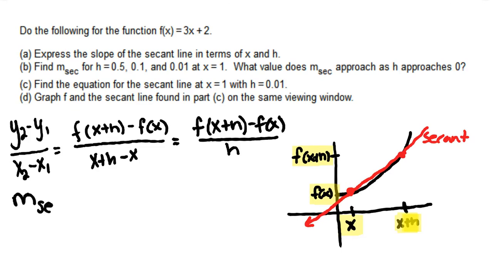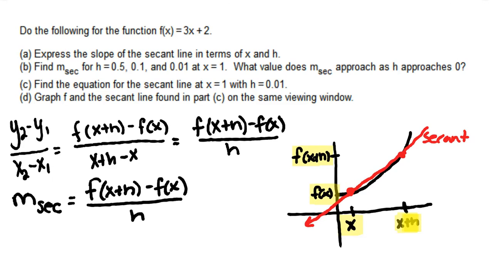So we label that with m for slope with a subscript of SEC for secant line. So our formula for slope of the secant line is f of x plus h minus f of x over h. That's a general formula for the slope of the secant line. We want to find the slope of the secant line for our function f of x equals 3x plus 2.